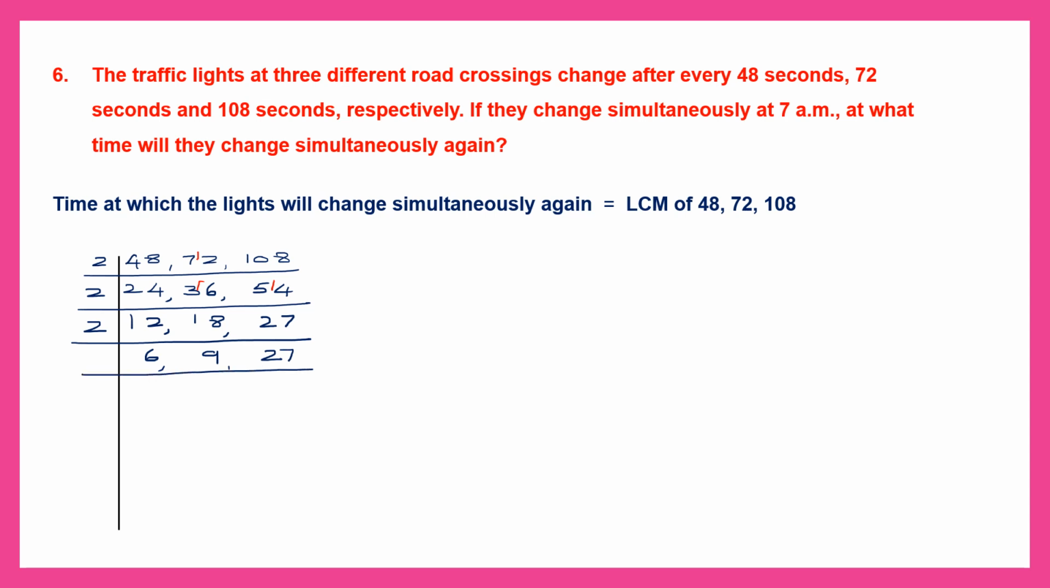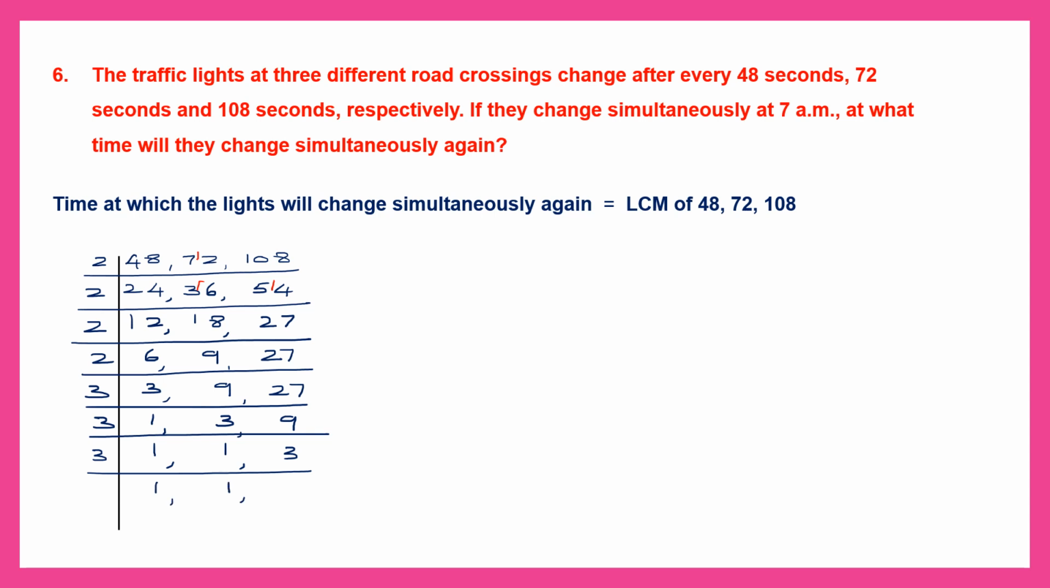Again we can do with 2 because there's one even number. 2 3s are 6. Bring down 9 and bring down 27. Now we can use 3. 3 1s are 3. 3 3s are 9. 3 9s are 27. We can continue with 3. So bring down 1. 3 1s are 3. 3 3s are 9. Again we can use 3. So this is 1, 1 and 3. 3 1s are 3. So we finished dividing.